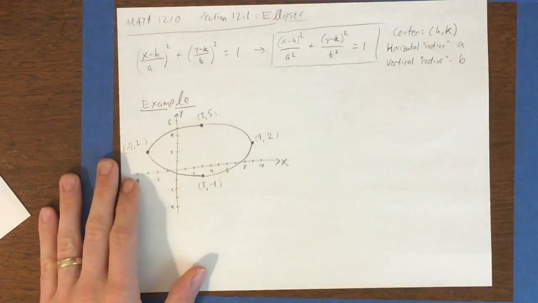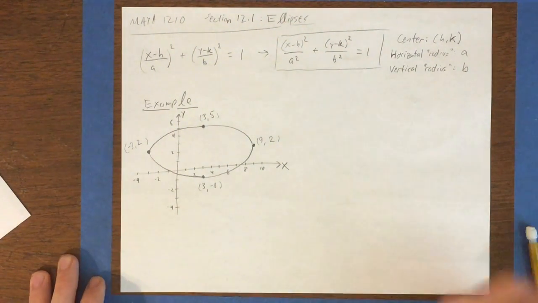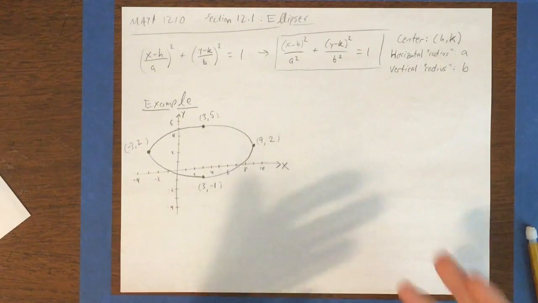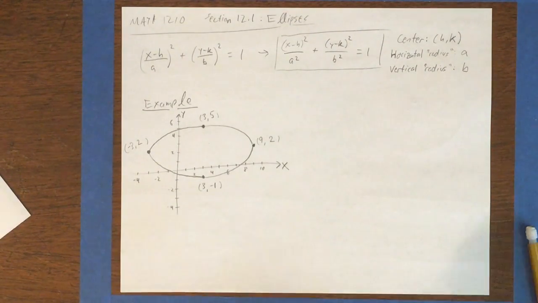So I just wanted to point that out because I think it's a nice idea. It just tells us that a circle is really just a special case of an ellipse where the a and the b values are equal to each other.